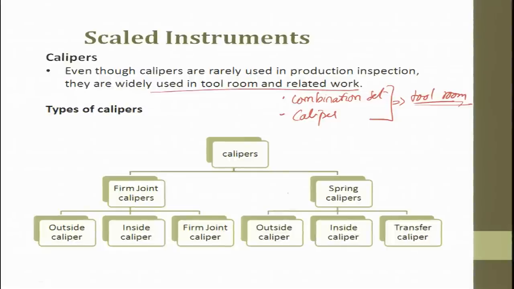Calipers can be of two types, one is firm joint and another one is spring based. You can see even compasses or dividers are firm joints and spring joints. Again, in firm joint, it can be an outside caliper or an inside caliper. This is for OD, this is for ID. The same way with spring, you can have OD and ID, and you also have firm joint calipers and transfer calipers. These are just to transfer the values, where you will also have a scale to take care of the measurement.